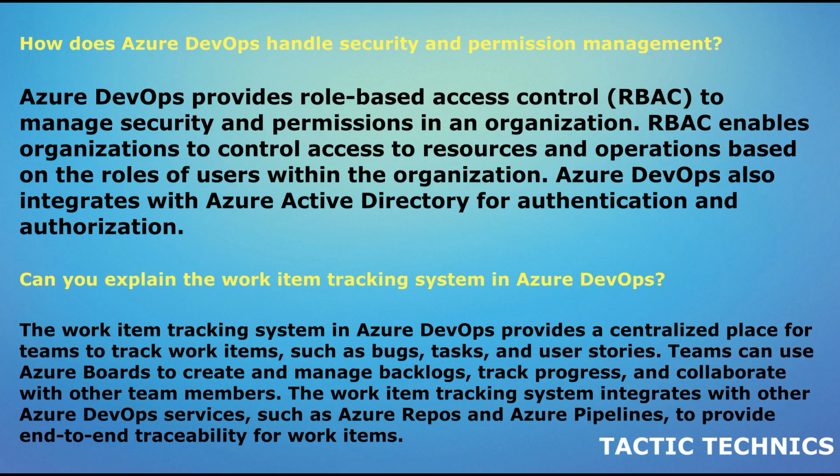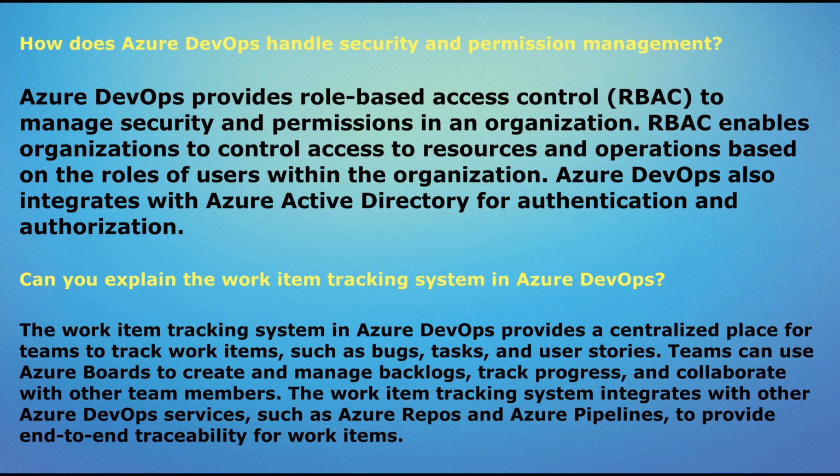How does Azure DevOps handle security and permission management? Azure DevOps provides role-based access control, RBAC, to manage security and permissions in an organization. RBAC enables organizations to control access to resources and operations based on the roles of users within the organization. Azure DevOps also integrates with Azure Active Directory for authentication and authorization.